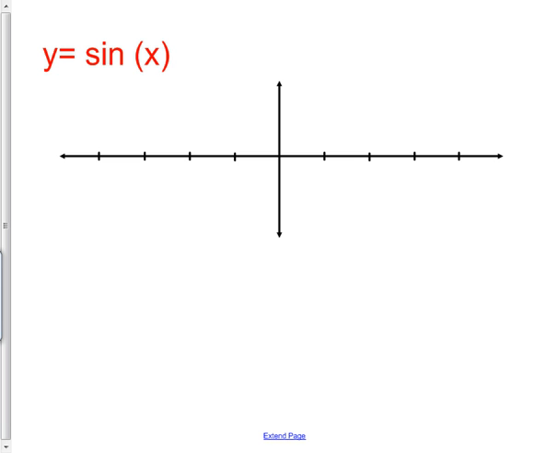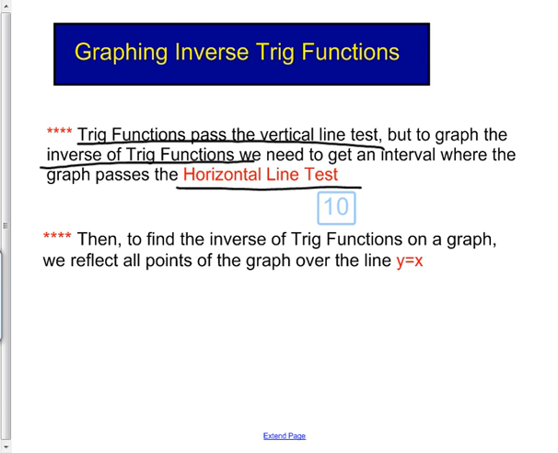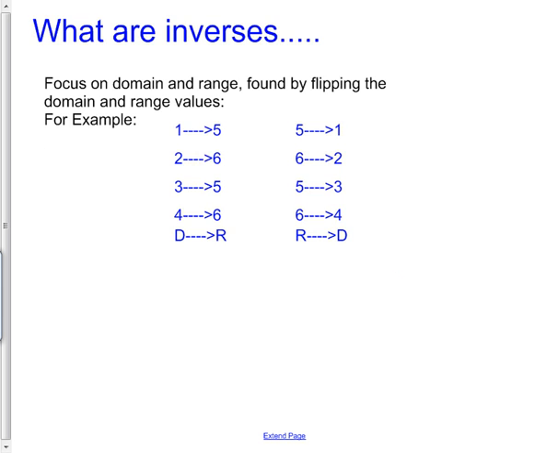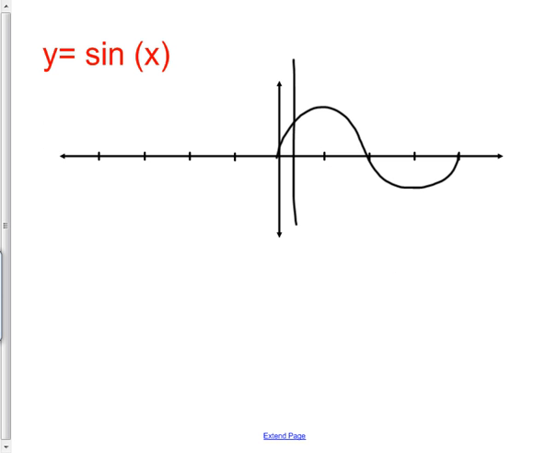So here's sine. Do you agree that sine passes the vertical line test? A vertical line looks like this, right? See if it ever touches twice as I move like this, and it never does. So it passes the vertical line test. Would it pass the horizontal line test? No, and therefore it does not have an inverse that is a function.